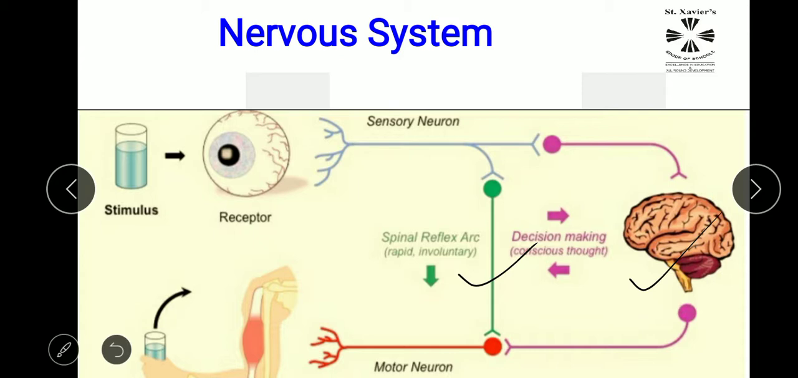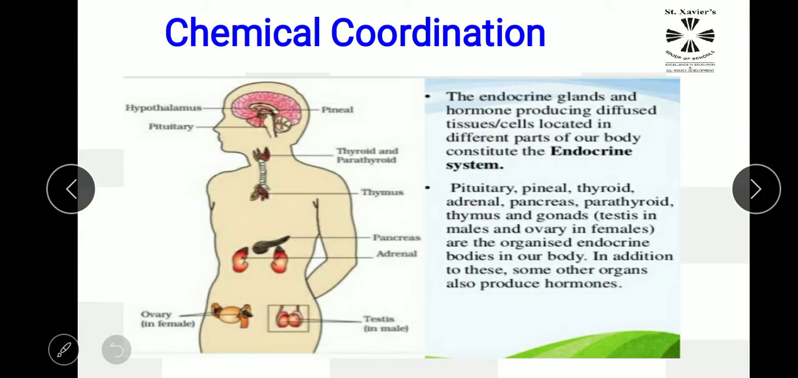So here, for the different actions in our body, we have the nervous system to give commands and to control the actions, students. So you saw there is a nervous system present in our body, students.